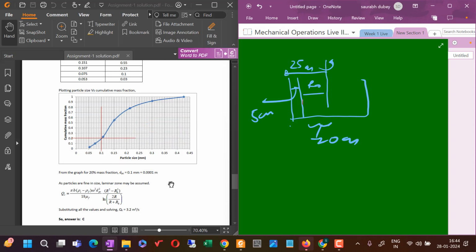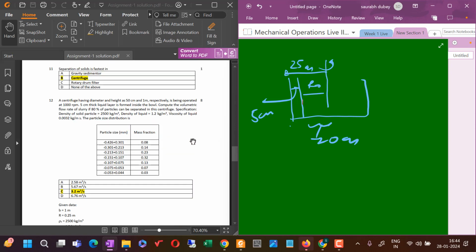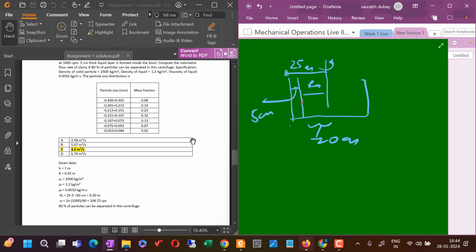And here it is said that 80% of the particles can be separated in this centrifuge. It is a very important line: 80% of the particles can be separated in this centrifuge. Then what is the volumetric flow rate?